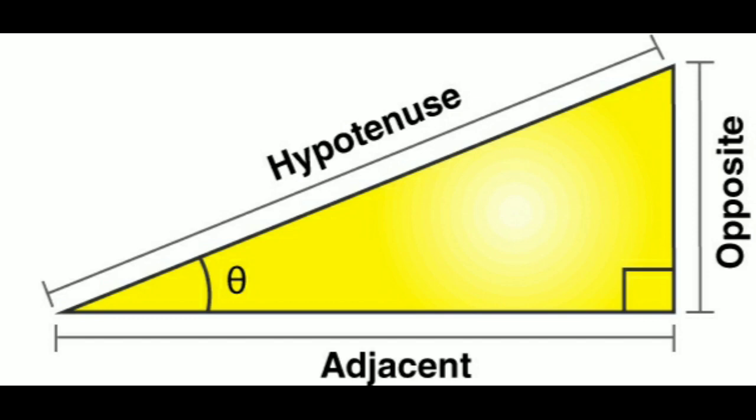So (B minus C) by (B plus C) equals tan 1 by 2 (beta minus gamma) divided by tan 1 by 2 (beta plus gamma). Next, (A minus C) by (A plus C) equals tan 1 by 2 (alpha minus gamma) divided by tan 1 by 2 (alpha plus gamma).